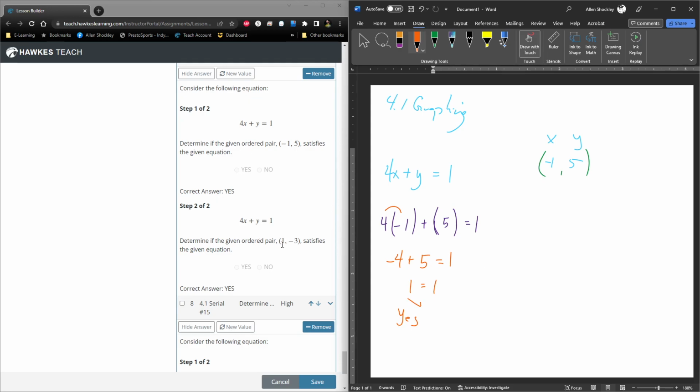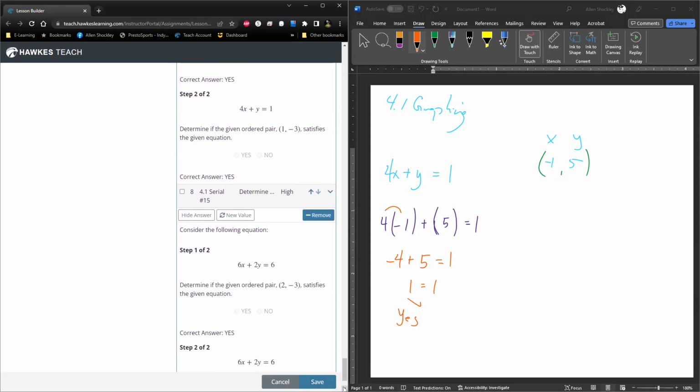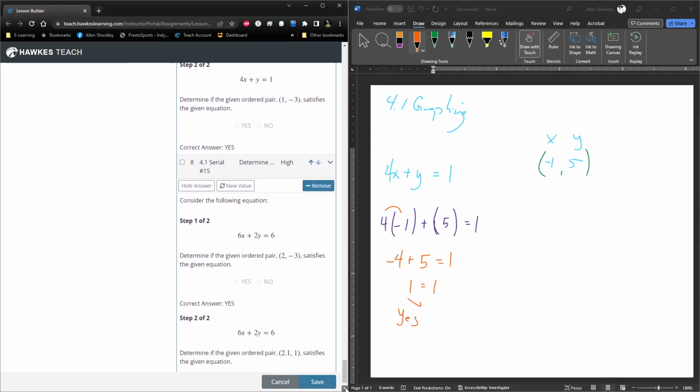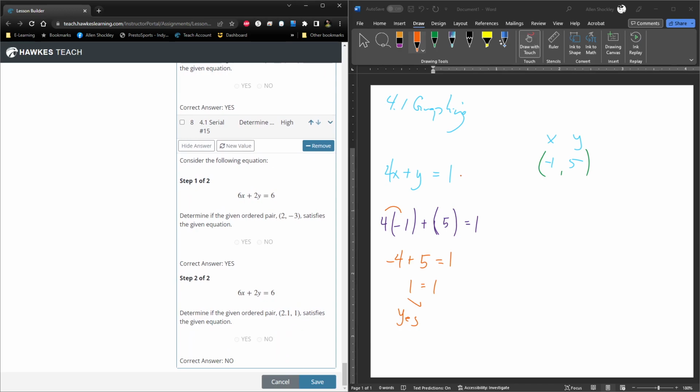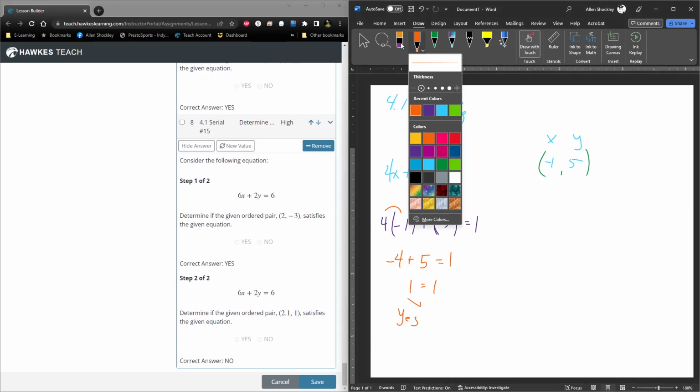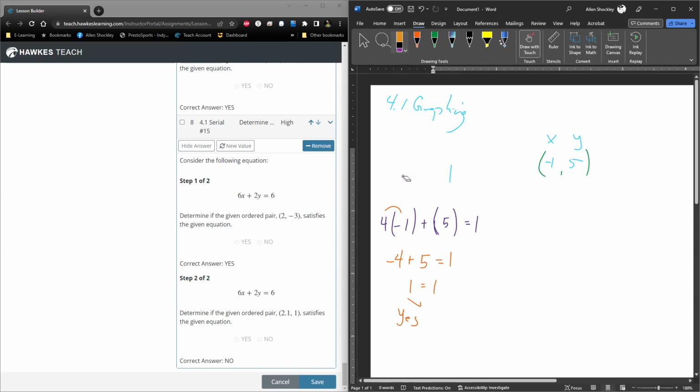Whenever you go down here, you've got (1, -3), so again, you'll throw this all in and see yes or no. Does it work? A no is pretty easy to tell whether or not it works. So we're going to do the bottom of this one just so that you can kind of see what it actually looks like.